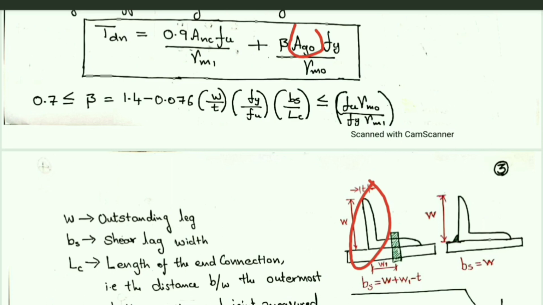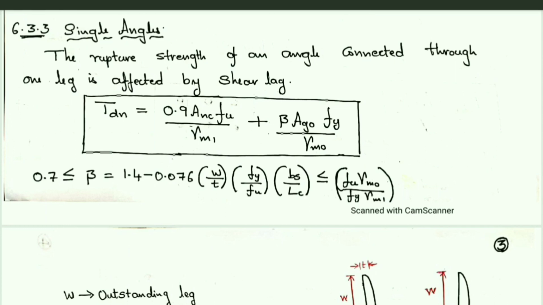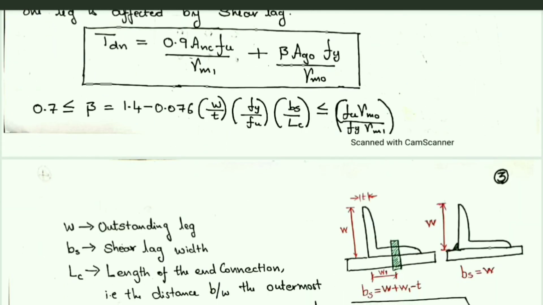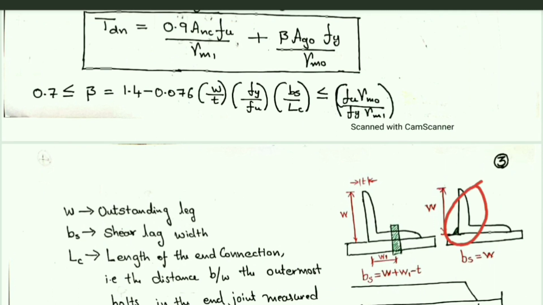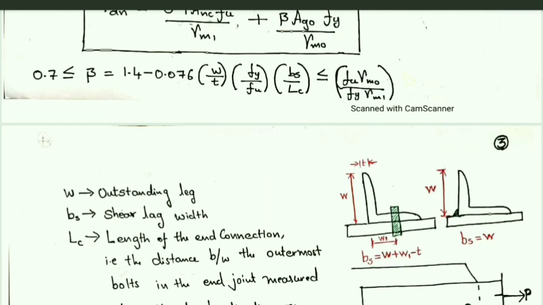Okay, and next one, Fu and Fy, anyhow you know, and beta is a factor. The formula is given on the same page: 1.4 minus 0.076 w by t into Fy by Fu into Bs by Lc. Here w represents the length of the outstanding leg. Maybe if you take an angle of 100 into 75 into 8 mm, if 100 is connected to the gusset plate and 75 mm is outstanding, then w will be equal to 75. And bs is the shear lag width.